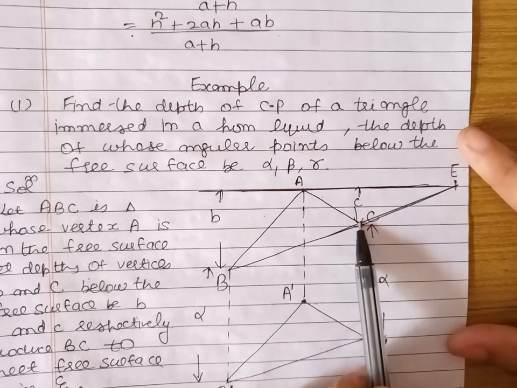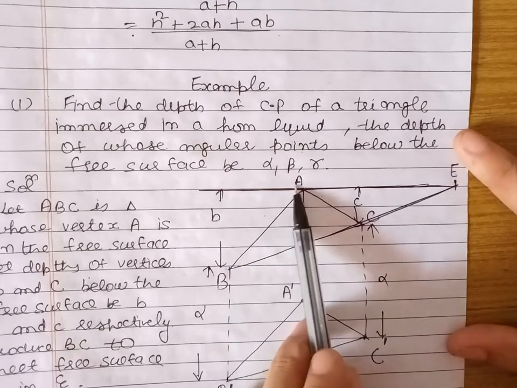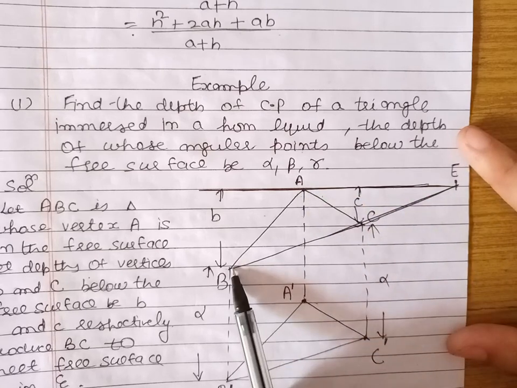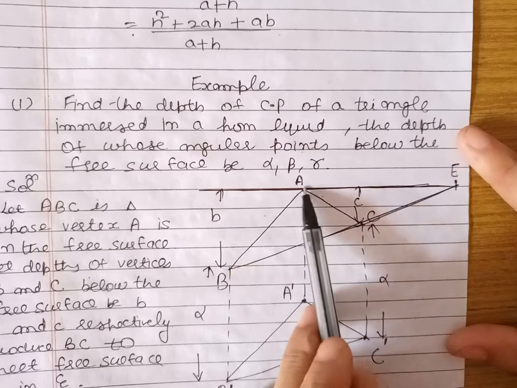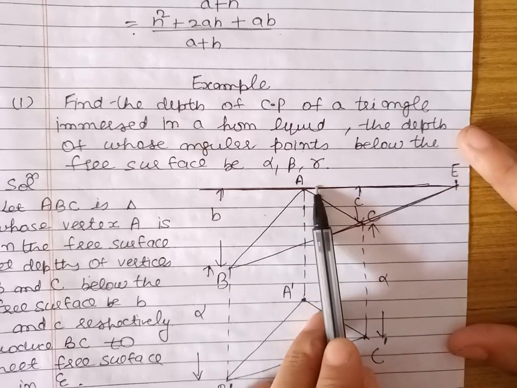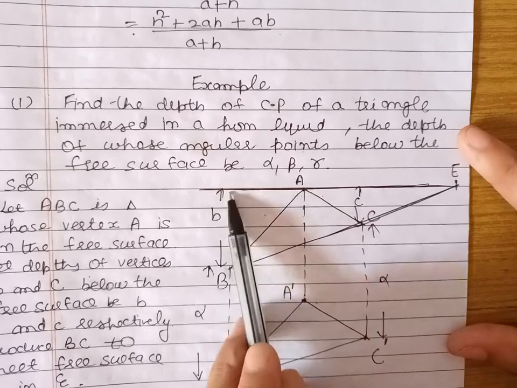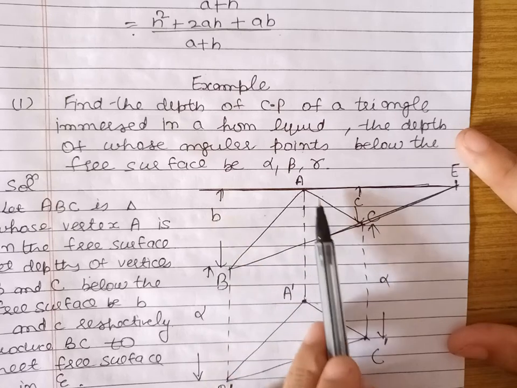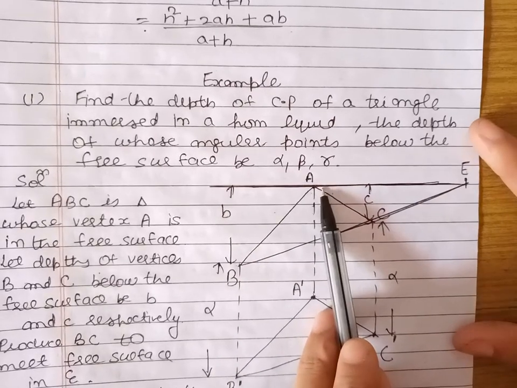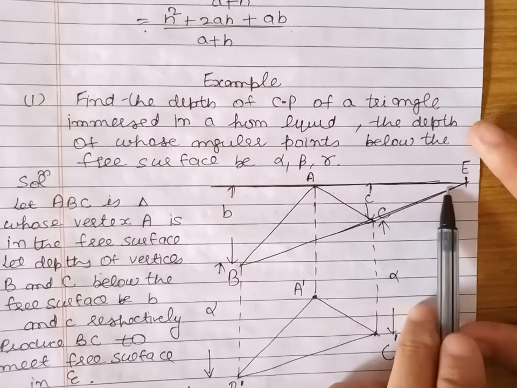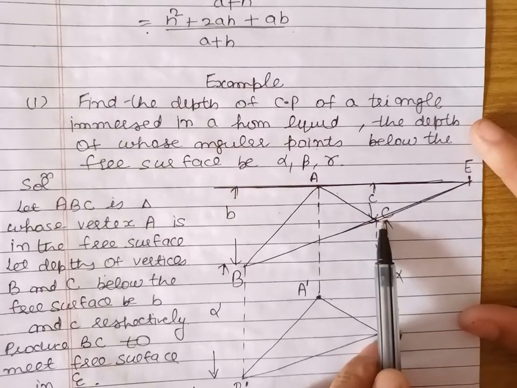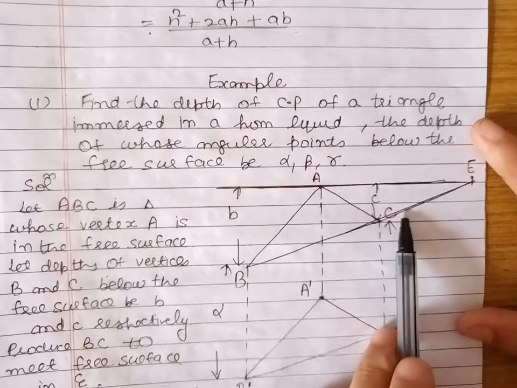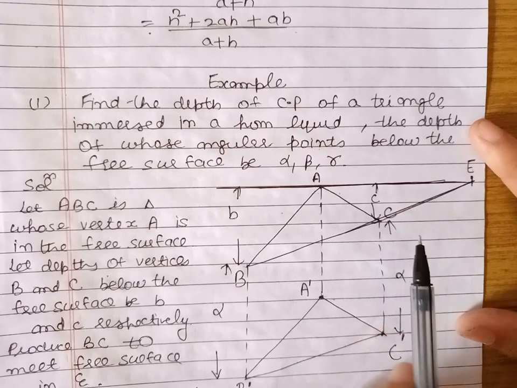X1 is the depth of center of pressure of this whole triangle. Because this triangle has one side in the free surface and the vertex downward, the depth of center of pressure of this triangle will be two-thirds of the total height. Height of this triangle is B. So X1 will be B by 2. Similarly for the triangle ACE. This triangle is also having one side in the free surface and vertex downward. So X2, which is the depth of center of pressure for this triangle, will be C by 2. So we have obtained all the four values.